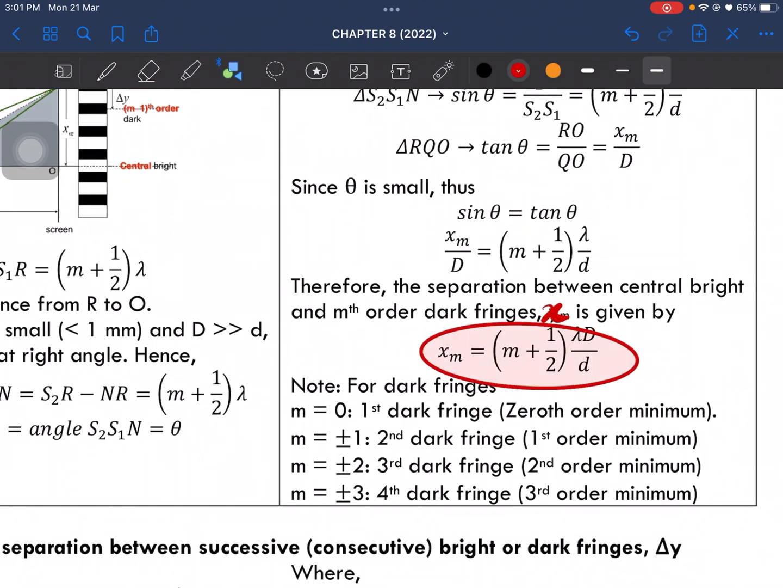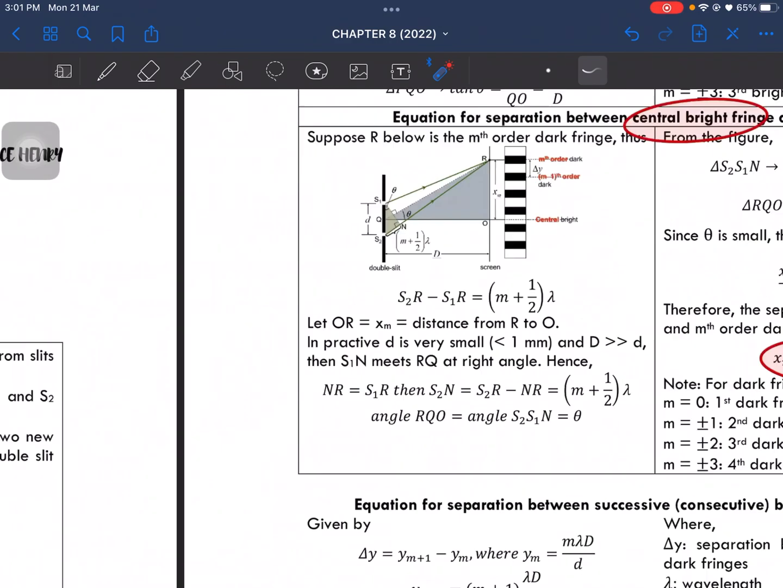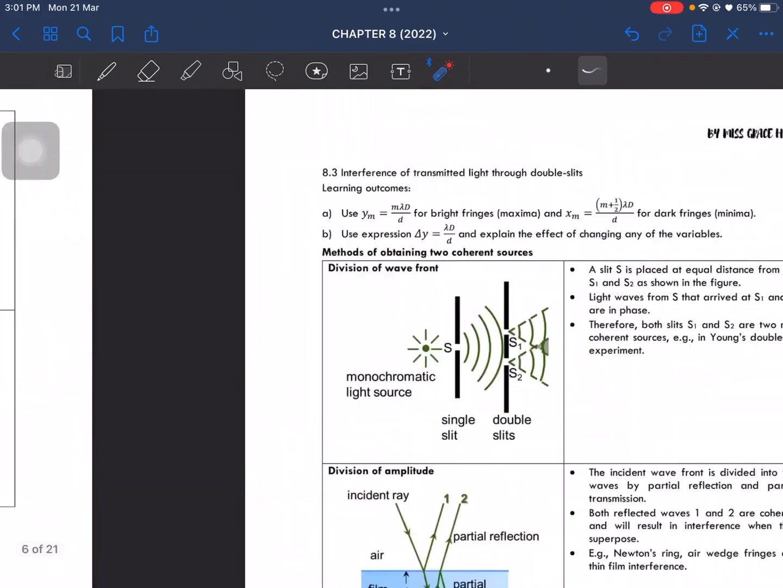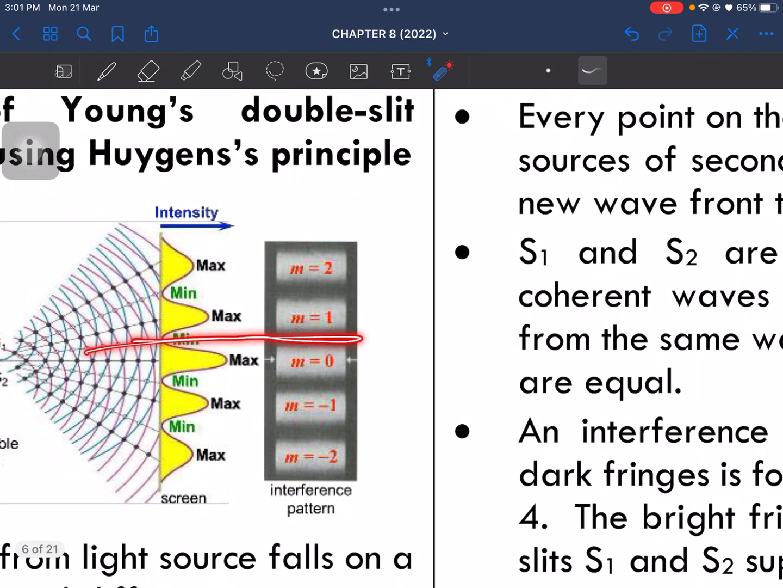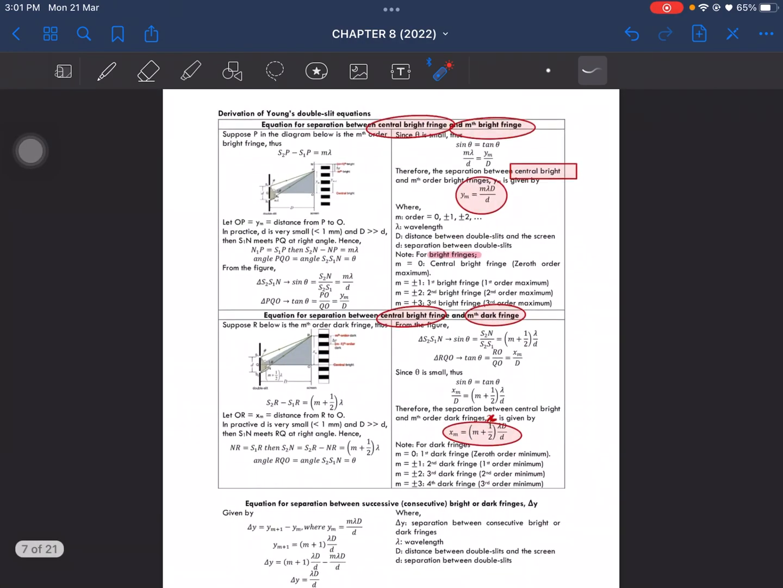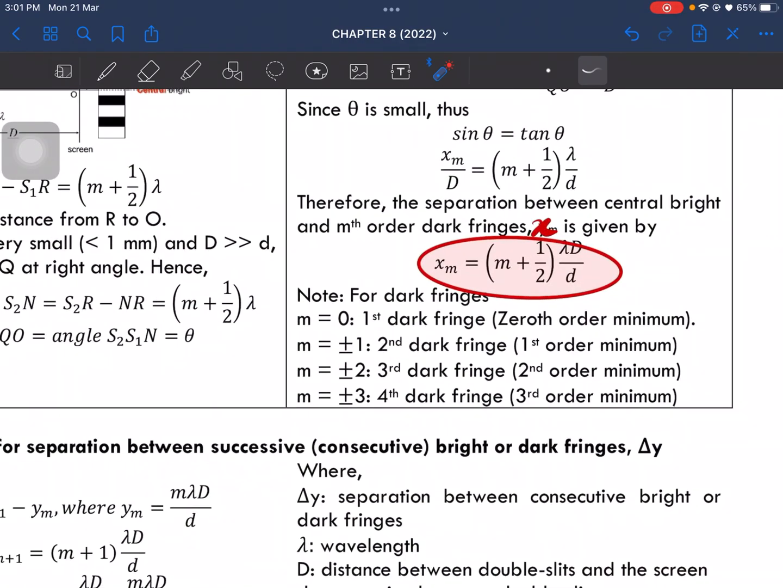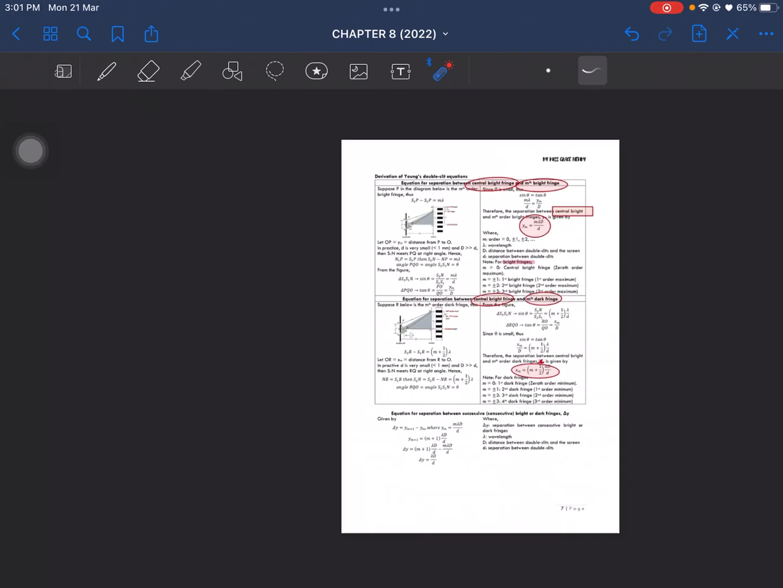Okay. So m equals 0 for dark fringes. The first dark fringe is the 0th order minimum. And then plus or minus 1, our first dark fringe, which is seen here. So our first dark fringe is here, which is the minimum. So that is m equals 1. So that is our second dark fringe.